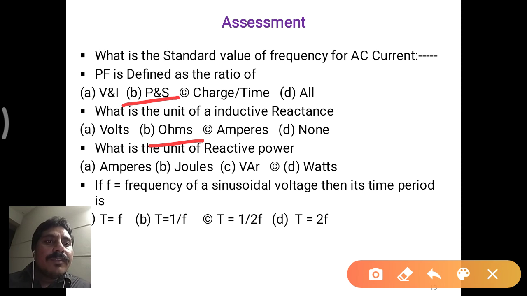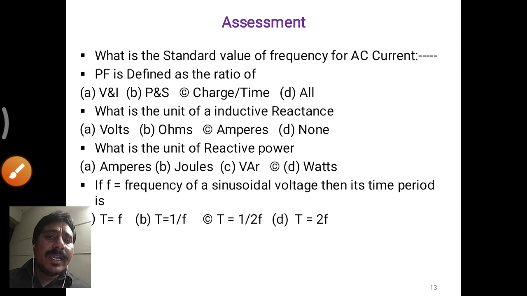What is the unit of reactive power? Reactive power is Q, and the unit is var. What is the unit for active power? Active power is in watts. What is the unit for apparent power? Capital S is nothing but VA, volt ampere. And similarly, the previous one is a very important bit. If f is the frequency of a sinusoidal voltage, then its time period is T equal to 1 by f. So like that, we have to answer these online bits whenever the exams happen.